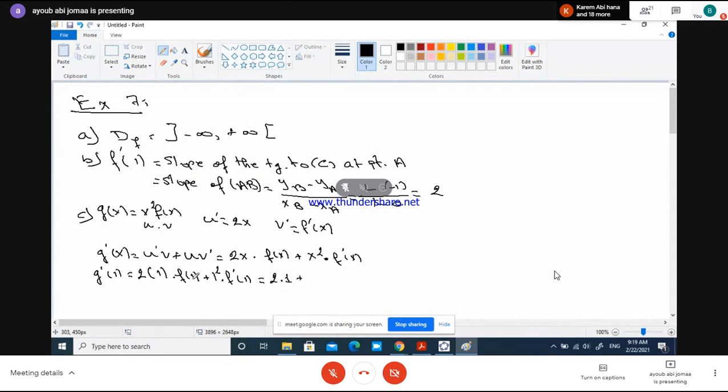F prime is the slope of the tangent. F, from the graph, is the y value of the point. It is the y coordinate of the point.